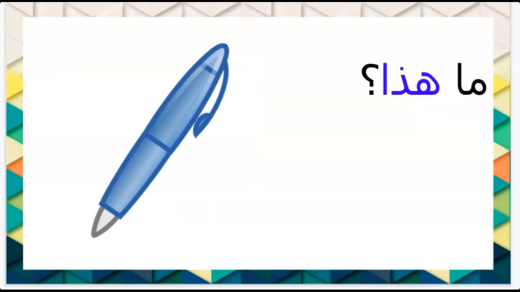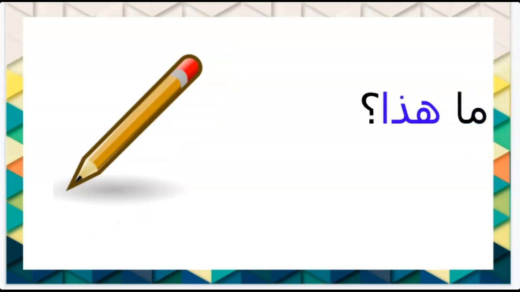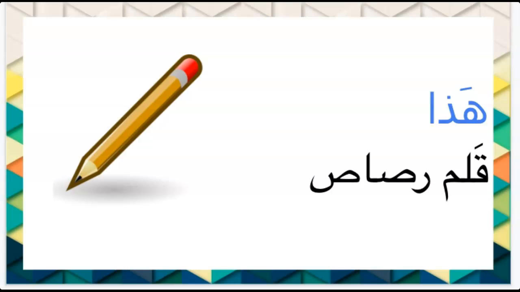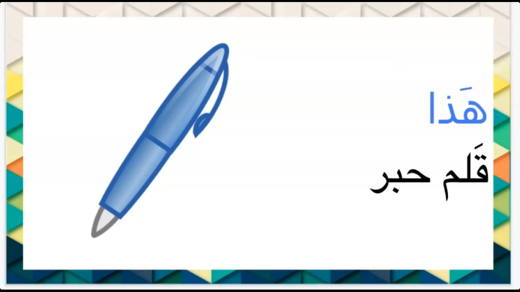ما هذا؟ You can say هذا قلم. If you want to be more specific, now say ما هذا, and you want to give more details, you say هذا قلم رصاص. This is a pencil. Or again, if you want to ask, ما هذا؟ And you want to be more specific, you say هذا قلم حبر. Either way, they're both correct.